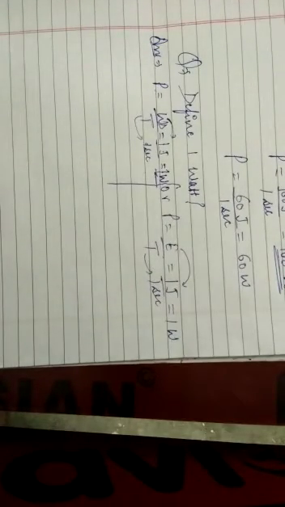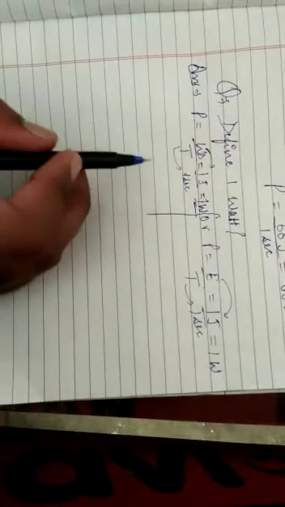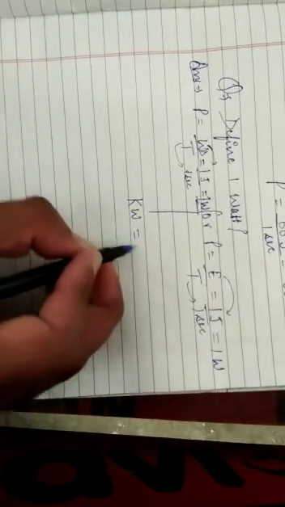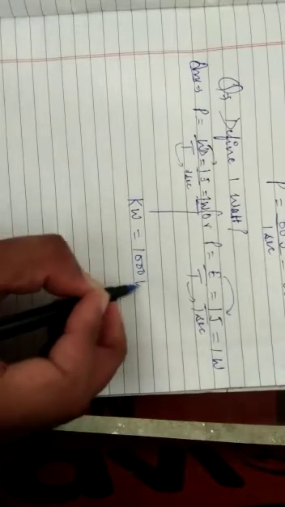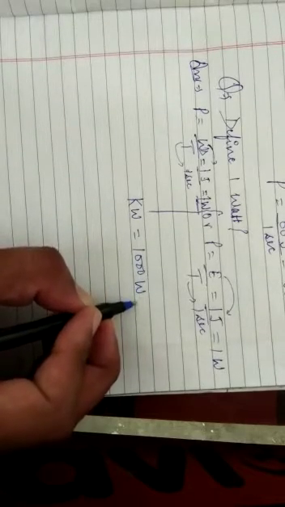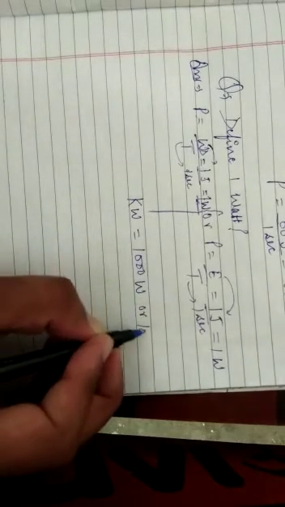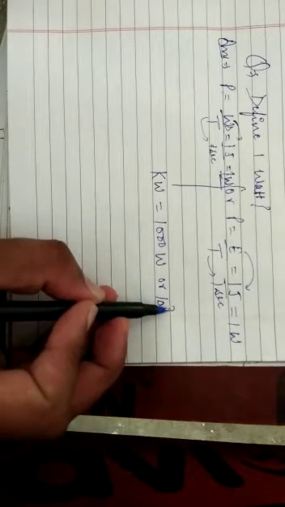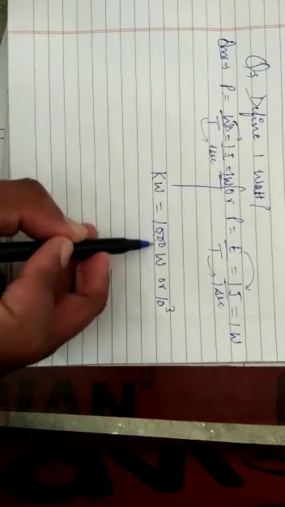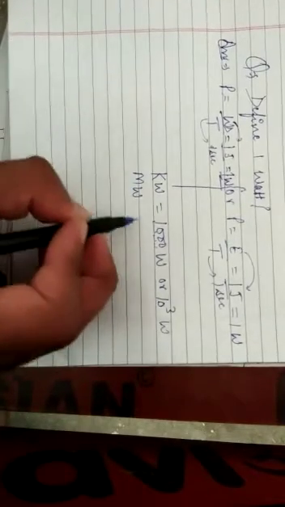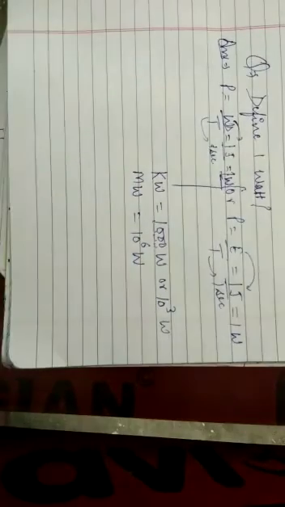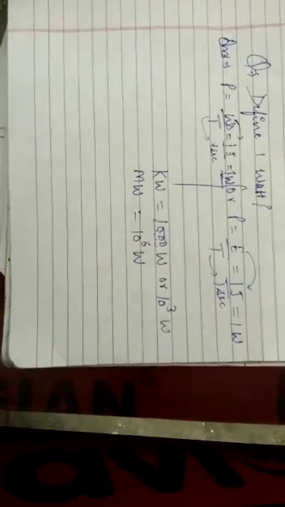So let me take you to some bigger units of power, that is kilowatt. A kilowatt is equal to 1000 watt. Actually this 1000 can also be written in scientific notation as 10 raised to power 3. Similarly megawatt is 10 raised to power 6 watt. So these are some of the other units.